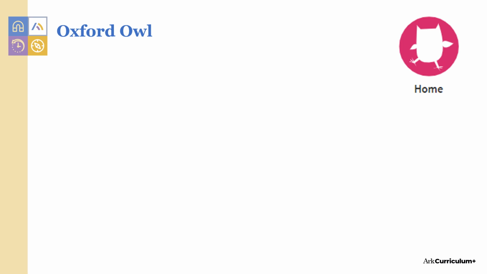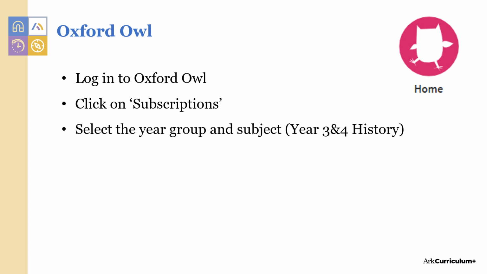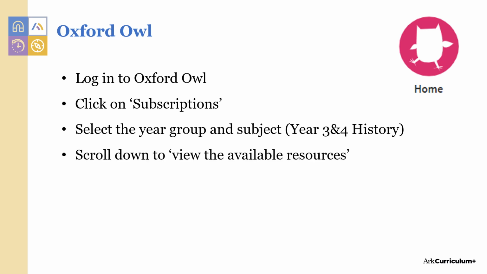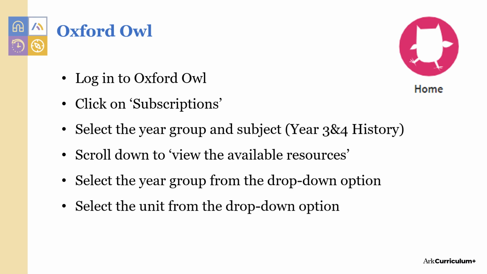To access the resources on Oxford OWL, you'll need to log in to Oxford OWL, click on Subscriptions, select the year group and subject you want, in this case Year 3 and 4 History. Scroll down to view the available resources. Select the year group from the drop-down option, select the unit from the drop-down option, and download the resources for each lesson.